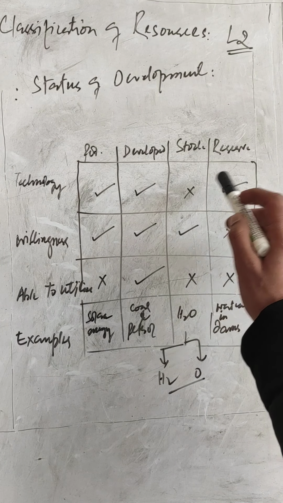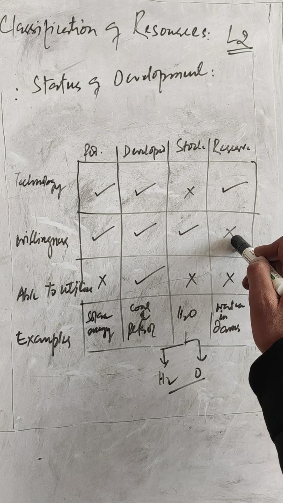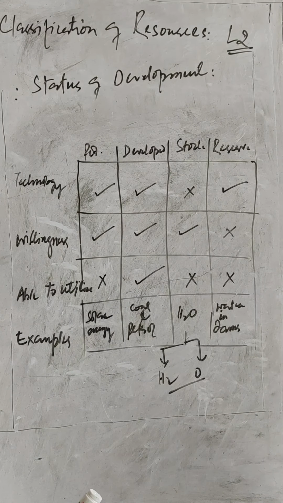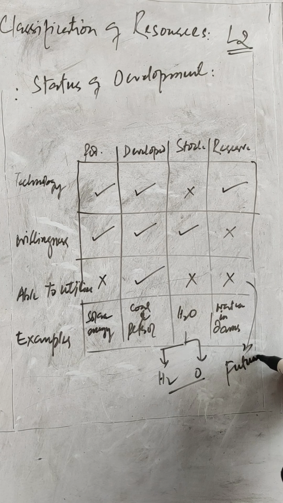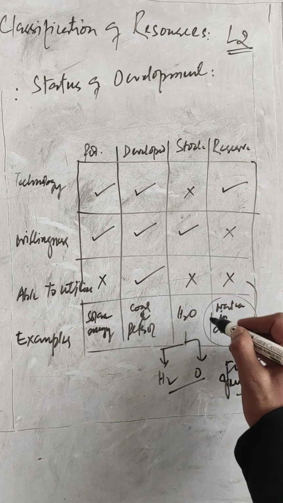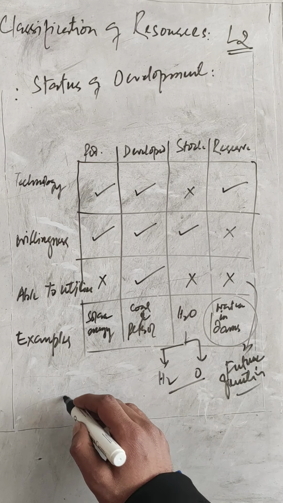Moving onwards, technology in terms of reserve. Yes, we have technology. Are we willing? No. Why are we not willing? Because this is entirely meant for future generations. As an example, I write here water in dams, right? So with this we end the classification of resources.